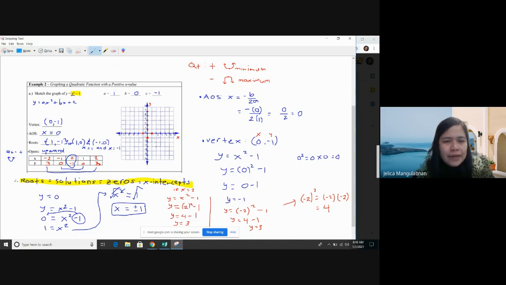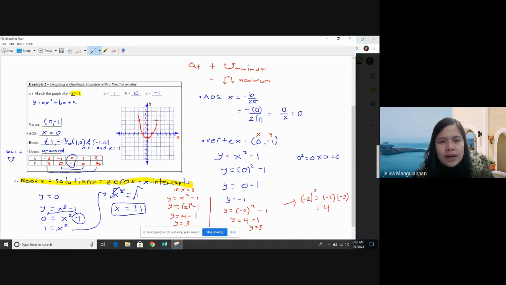Now, when we graph it, we have positive 2 and 3. Let me just graph it. Positive 2 and 3. So the next point will be in here. And then the next point in here, we have negative 2, positive 3. So in here. See? And then we'll just connect all the points and we create the parabola.